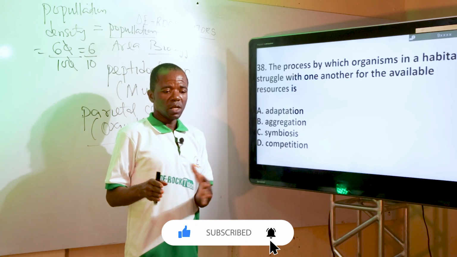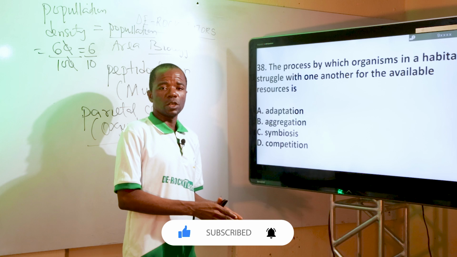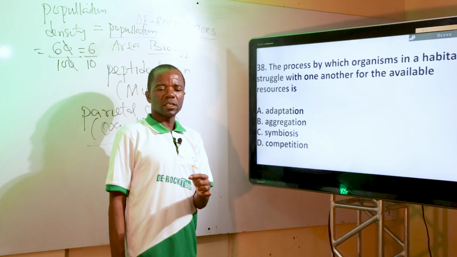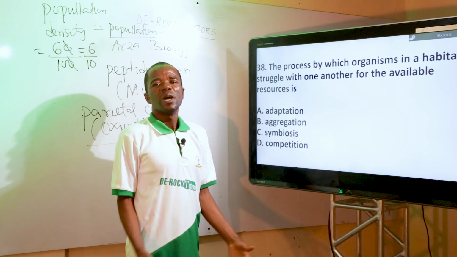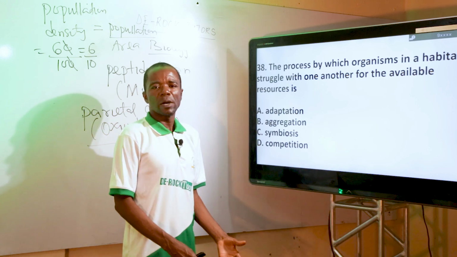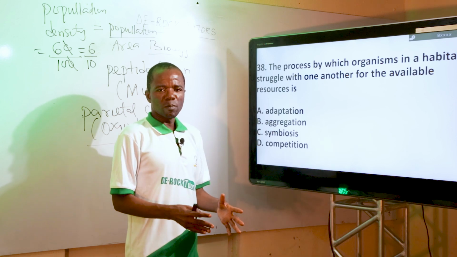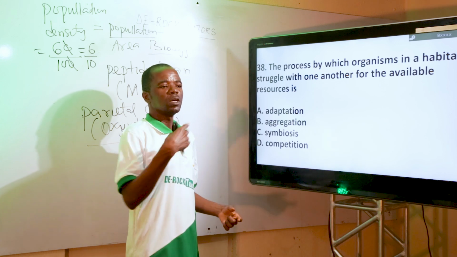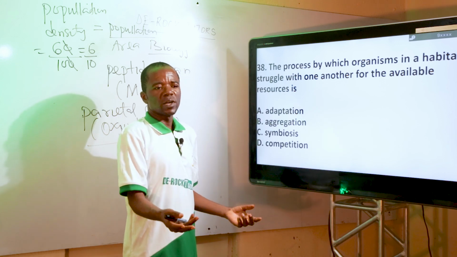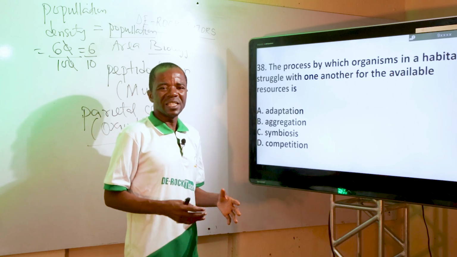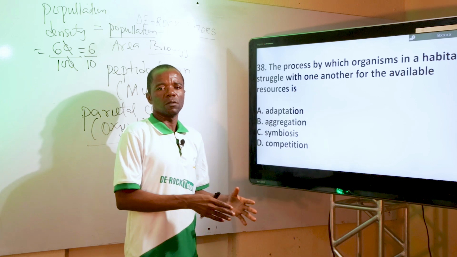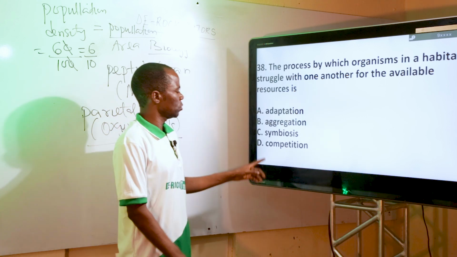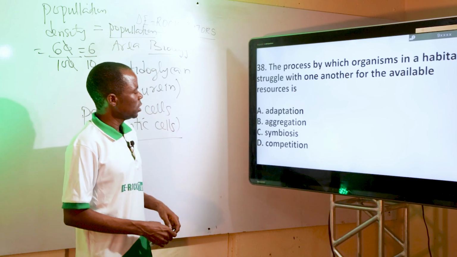The competition that takes place among organisms of the same species, we refer to as intraspecific competition. For example, the competition taking place among mice. Mice is the plural of mouse. That's because we are talking about mice, the same species. That is intraspecific competition. Whereas a competition between, say, humans and other animals, that is interspecific competition. That is competition occurring among organisms of different species. So once again, the correct answer for number 38 is option D.